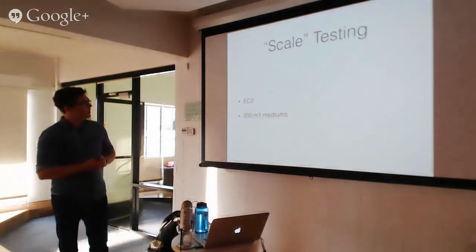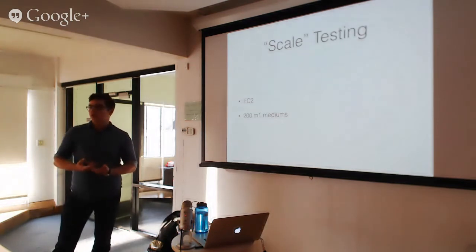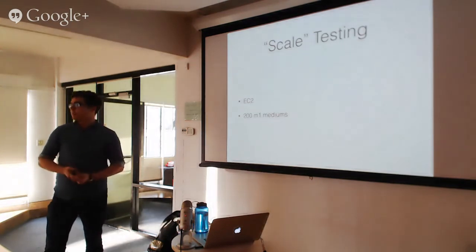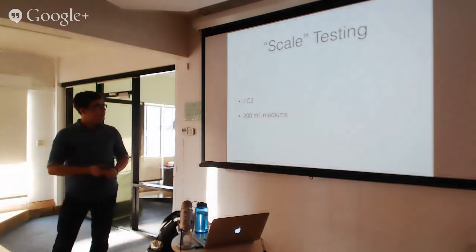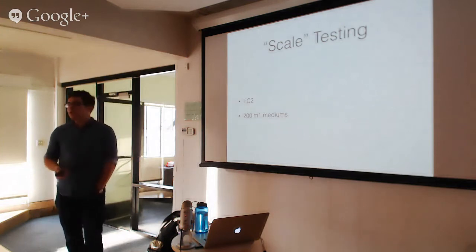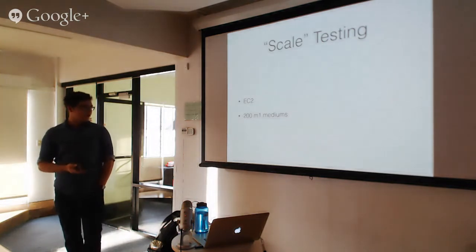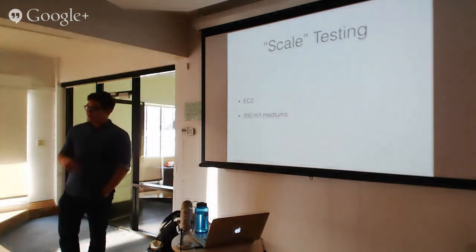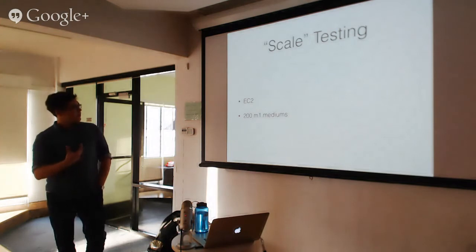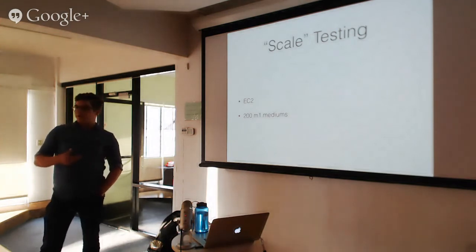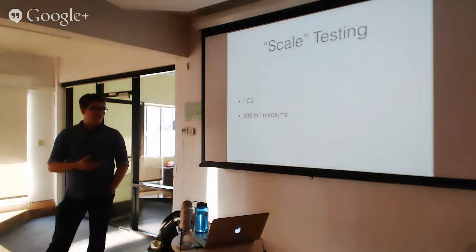Once we did that, we decided to test a more reasonable approximation of the number of servers we would be running on. So we went to EC2 and we got 200 virtual machines. We got a bunch of very mediocre virtual machines, the M1 mediums that are very slow. The reason we did this is to test this slowing down behavior and see if there was actually anything here.